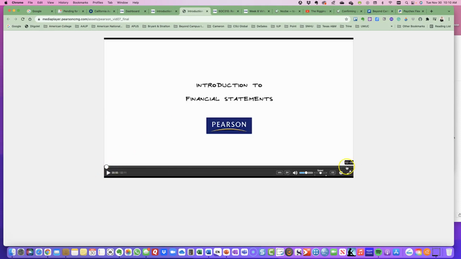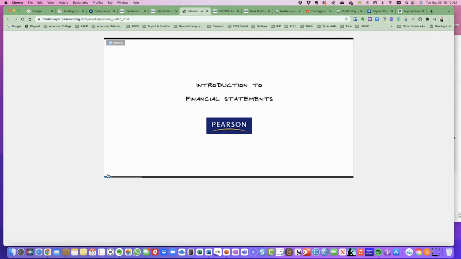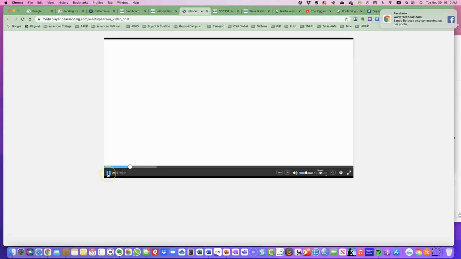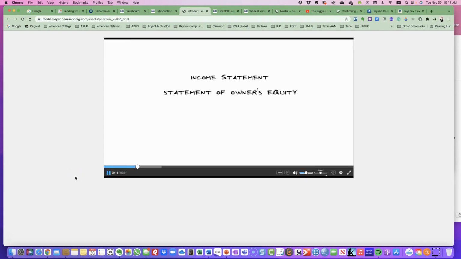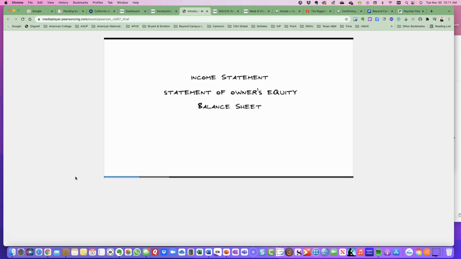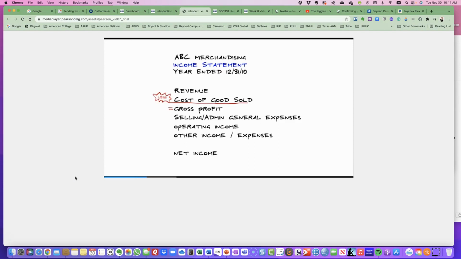This one's only 2 minutes and 11 seconds, as you can see, but it really shows you an introduction to financial statements for an entity. We're going to look at the financial statements of a merchandising company. What is the content and purpose of the following statements? Income statement. Statement of owner's equity. Balance sheet. Statement of cash flows. The income statement presents a summary of all the revenues and expenses for an entity during a specific time period.